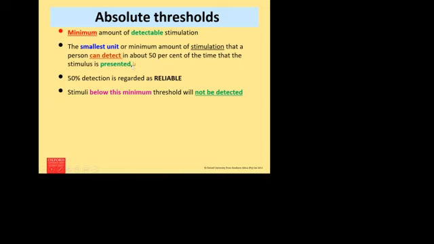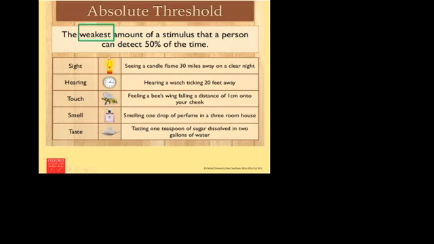So why is it 50%? Because it is considered reliable, because 50% of the population could detect the presence of the weakest amount of the stimuli. So below this threshold, we could not detect the presence or existence of the stimuli. These are examples of the weakest amount of stimuli that we could detect 50% of the time.